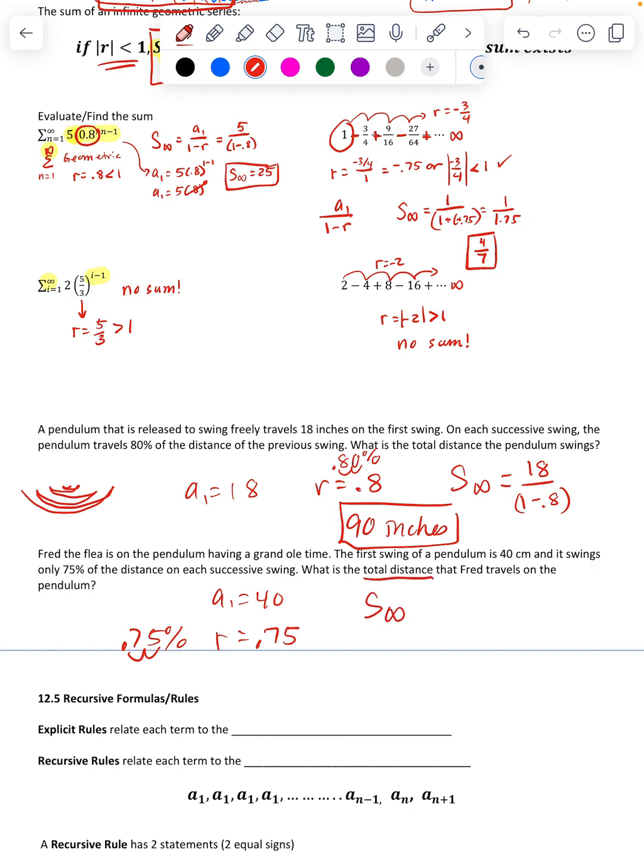Total distance, S sub infinity, because it goes back and forth forever, is A1 over 1 minus my R. Do that on my calculator, and I get, I'm not sure what, probably 160. I'm going to go with 40 divided by, yeah, it is 160. And that is going to be total distance, and it is measured in something, centimeters.